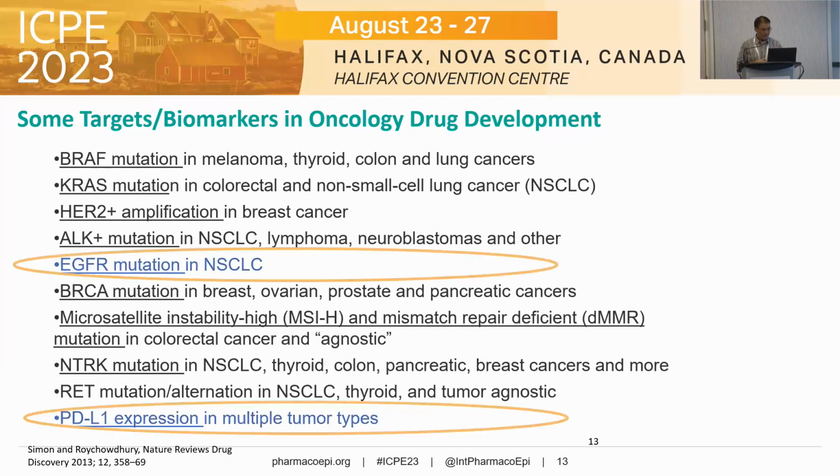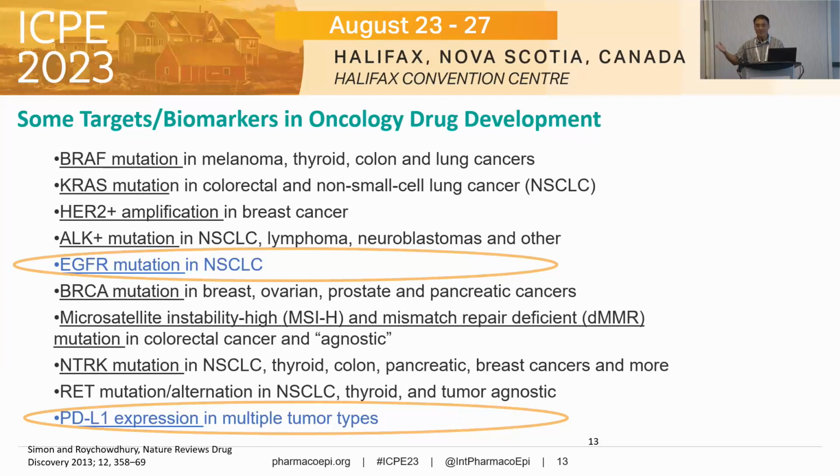So in the next couple of minutes, I'm going to give two specific examples. One is about how epidemiologists' research helped the drug target on EGFR alpha mutation in non-small cell lung cancer. The second one is about PD-L1 expression in multiple tumor types. Again, for both of these examples, at the time of the studies, the data set was not readily available for epidemiology to do the research.